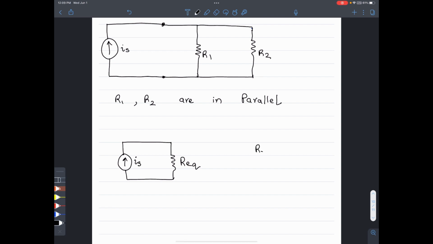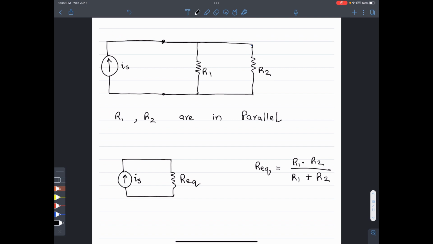Now the equivalent resistance R equivalent is R1 times R2 by R1 plus R2. Remember, the resistances are in parallel, right? So both of these circuits behave exactly the same at these terminals. The terminal behavior of these two circuits with respect to these two terminals is exactly the same. Okay, so that's R equivalent.